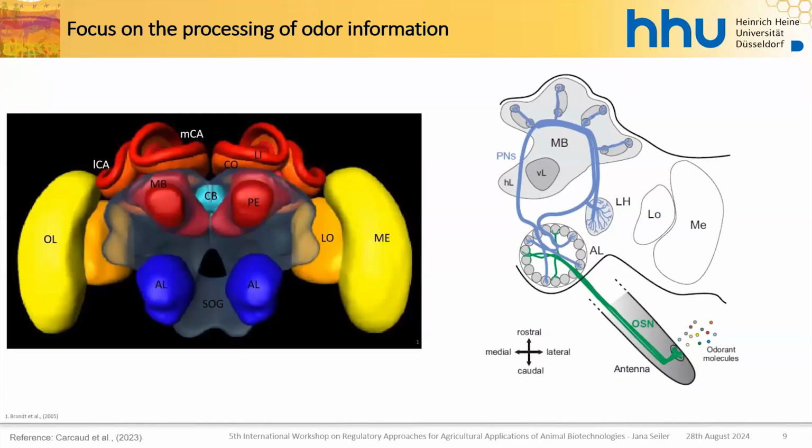The mushroom bodies are shown in red. They are responsible for the storage of information. On the right, you can see a model of how the nerve pathways lead from the antennal lobes via the lateral horn to the mushroom bodies. This is the processing pathway of odorants in the brain of a honeybee.